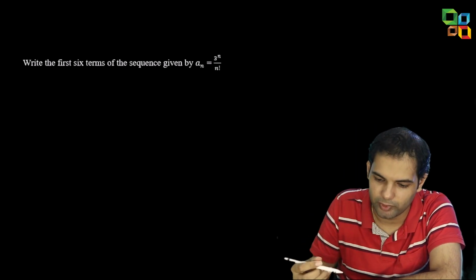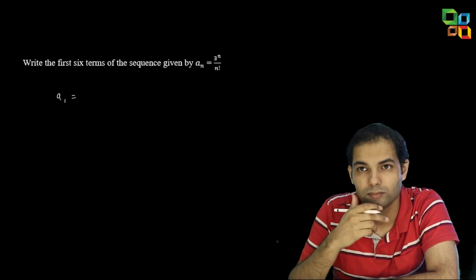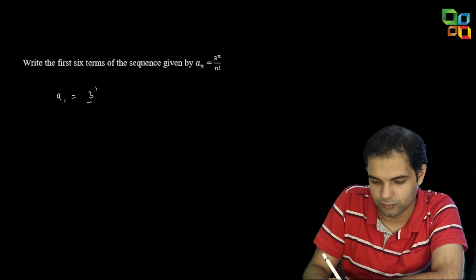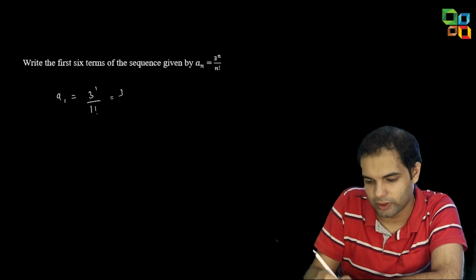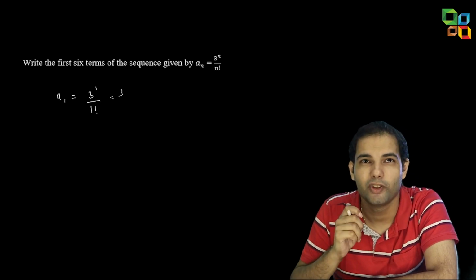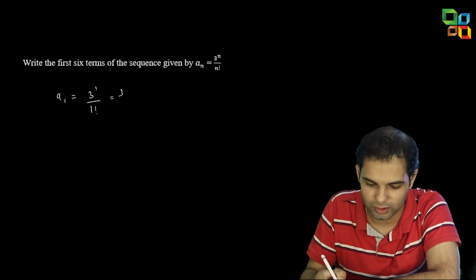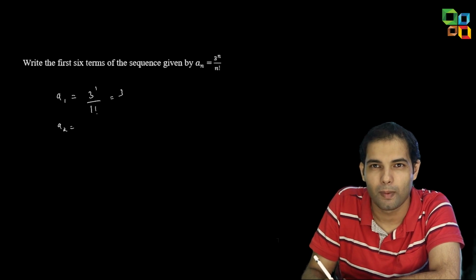Yes, Saurav, can you tell me what is A1? Yes, sir. A1 is 3 to the power 1 by 1 factorial. 3 power 1 is 3, and 1 factorial is also 1, because 1 factorial is nothing but up to 1. There's only one number, so nothing to multiply at all. Okay, A2. Continue. We can quickly finish this.